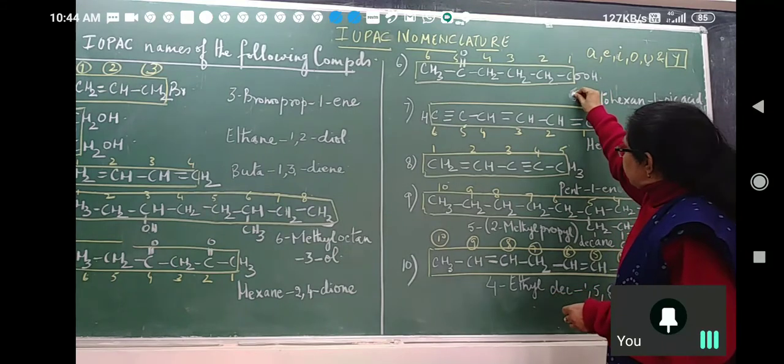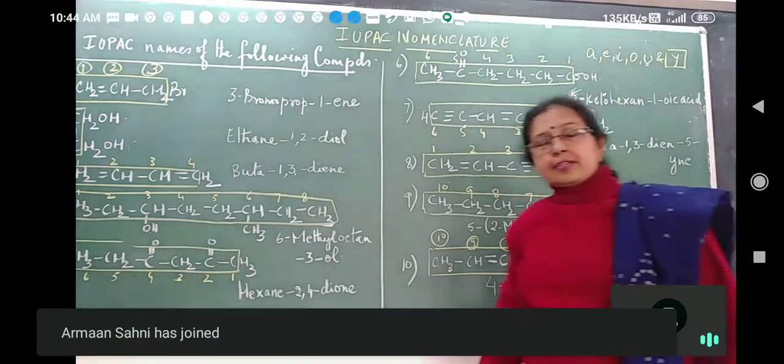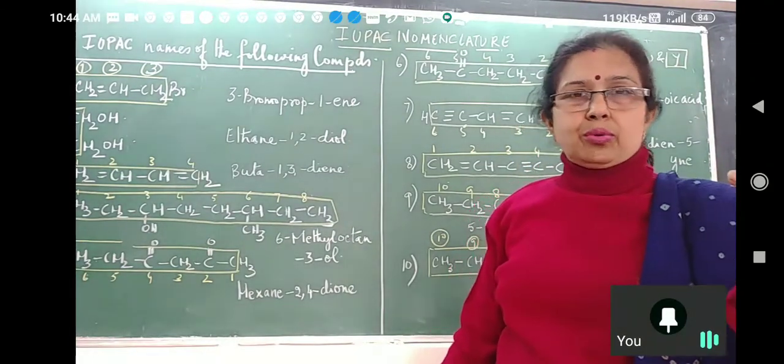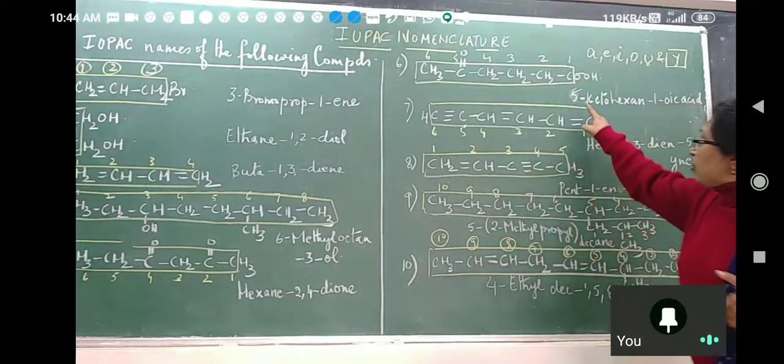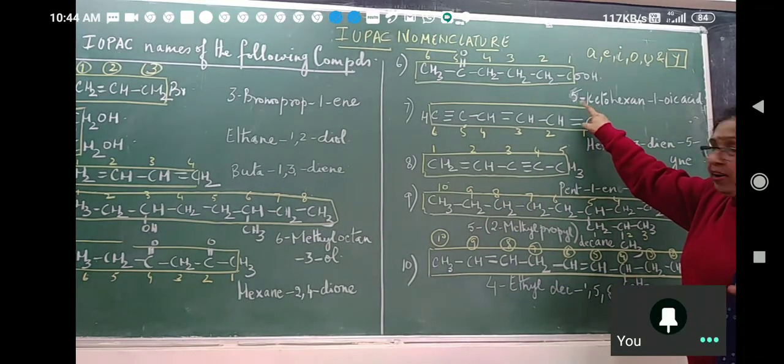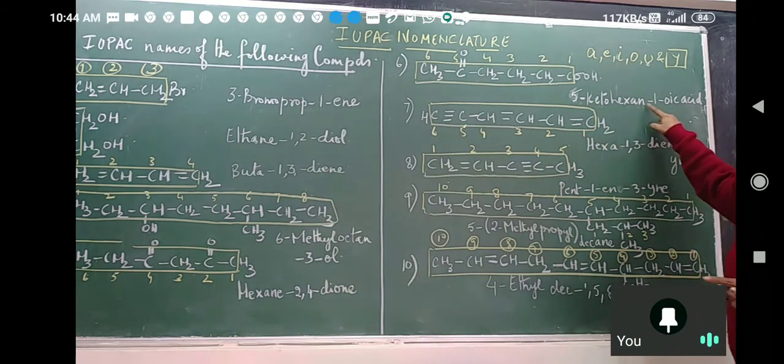Okay, I will explain it to you. Even if you write keto, it is correct. Oxo is also correct. In your NCERT, they use oxo. You can write oxo also. Okay, 5 oxo, hexane, 1 oic acid.